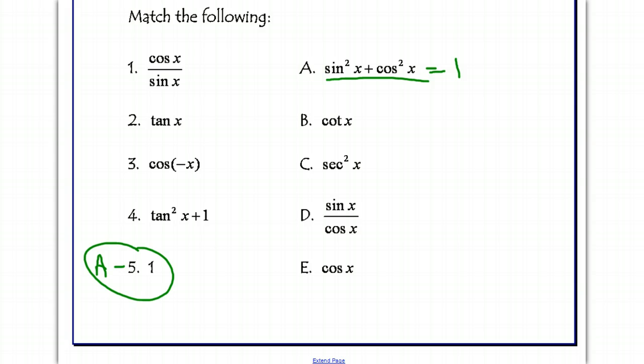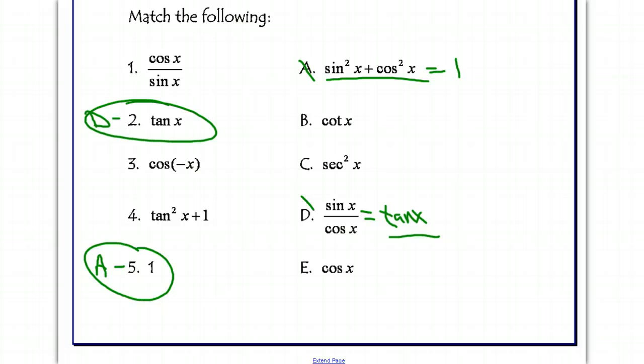Okay, what else is complicated? Sine over cosine is a little complicated. And sine over cosine, that's a quotient. I have a quotient identity. And don't you know your quotient identity? Sine over cosine is tangent. Well, look at that. That matches up. So 2 and D go together. We'll circle that one. We're done with that one. Maybe cross them off here, too.